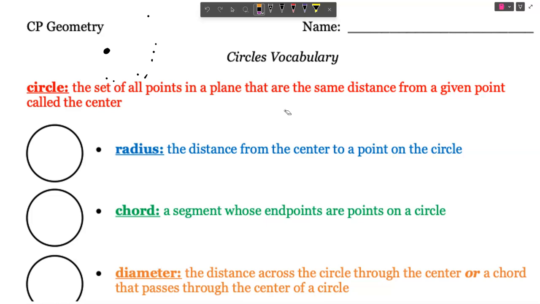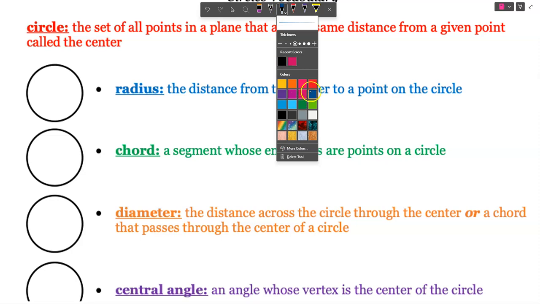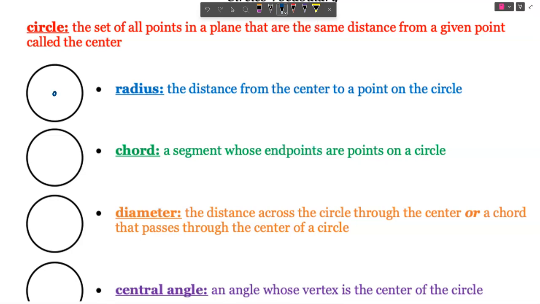Now, once the circle is created, there are some unique segments and markings that we can do with it. The first of which was also mentioned in the video, and that is the radius. That is the distance from the center to some point on the circle. It does not matter what direction you go. So there would be an example right there of what a radius would look like. It goes from the center to the end in whatever direction it needs to.